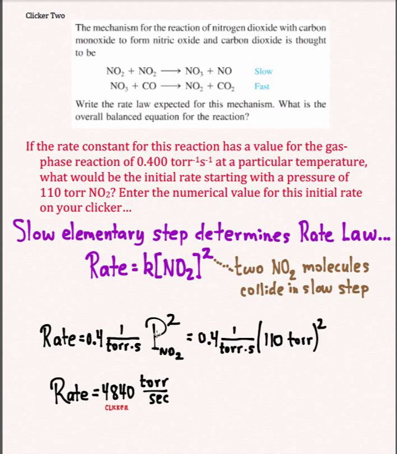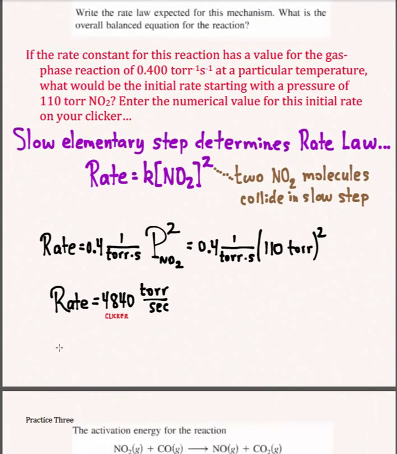In any case, don't forget to square the pressure of the NO2. That's what the rate law says. If I'm using pressures instead of concentrations, take that number, square that number, multiply by the constant. That should predict your overall rate for the reaction.